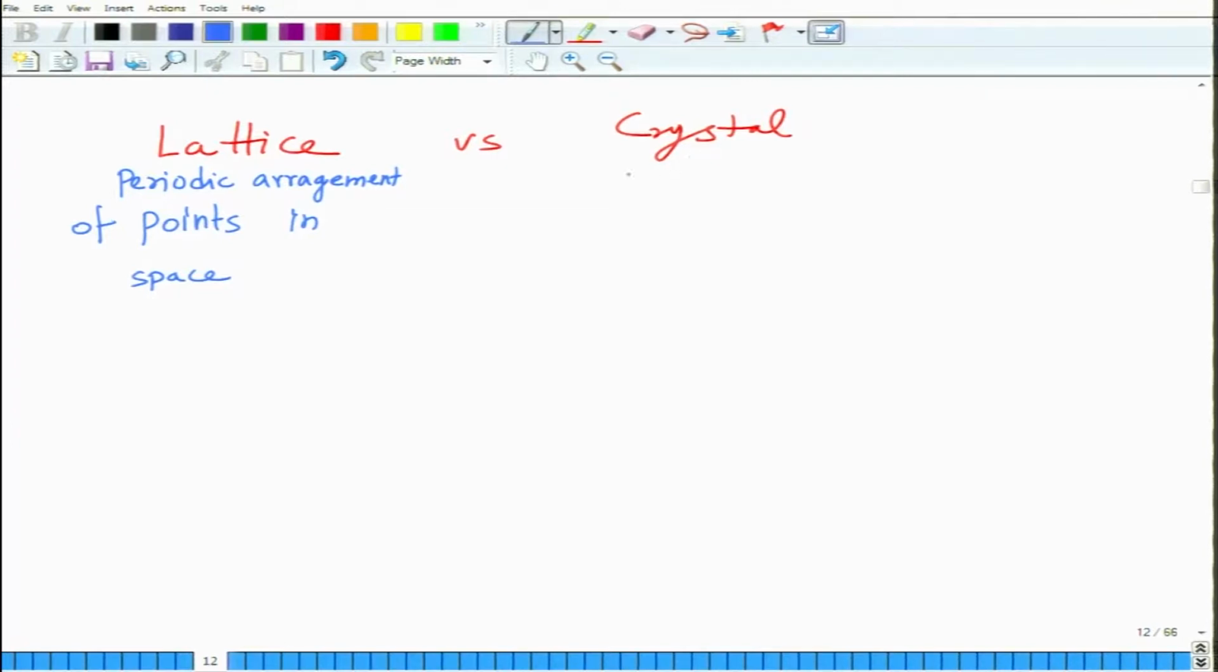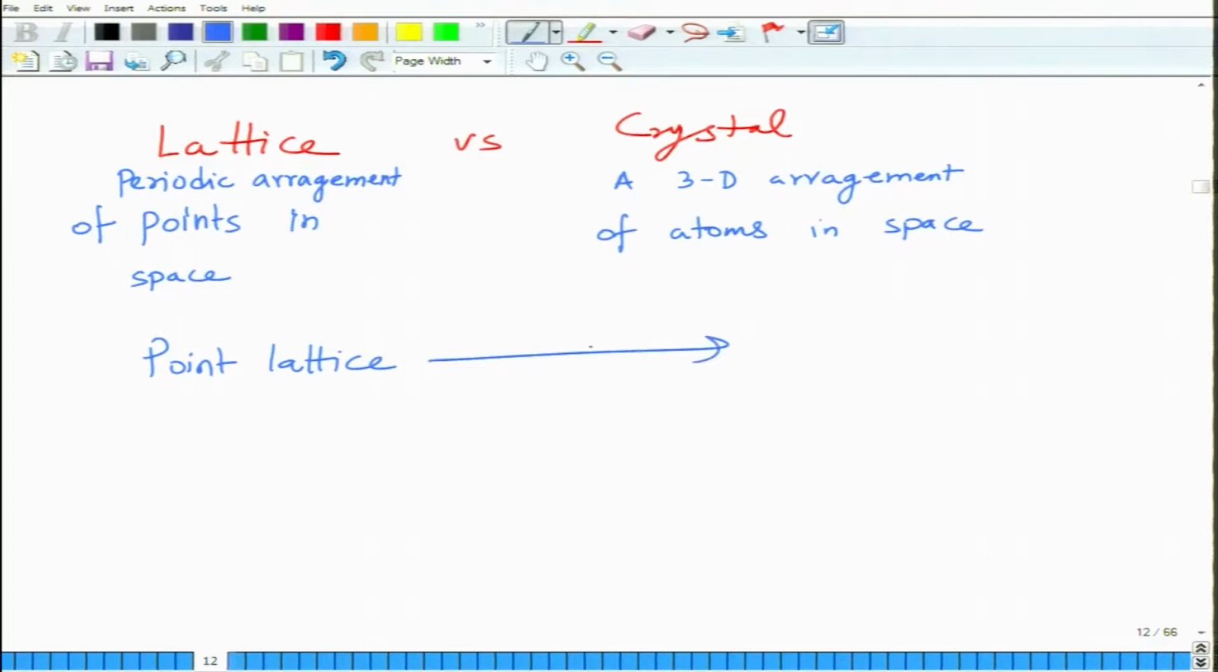And what is a crystal? A 3D arrangement of atoms in space. So, basically you can say you start with a point lattice, and when you put atoms here, it becomes a crystal lattice. All right.